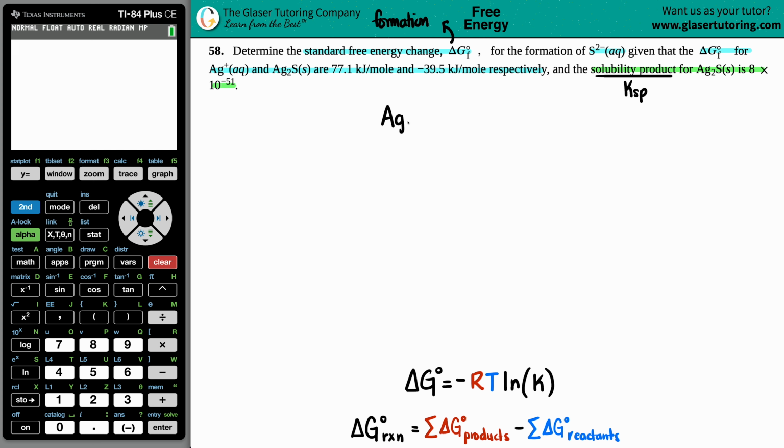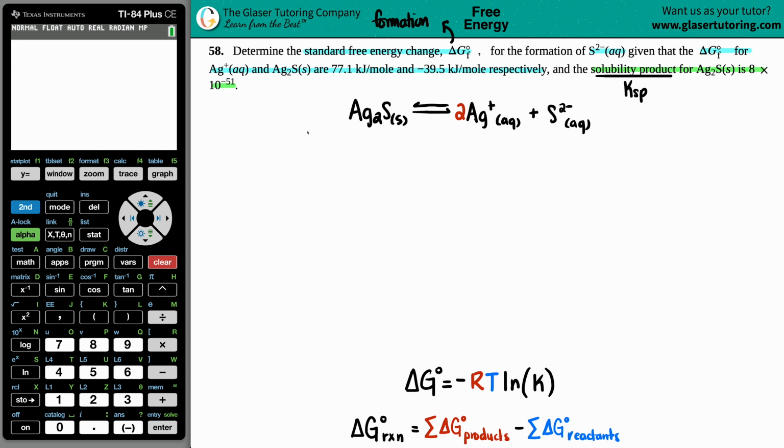Ag2S, and that's the solid. This will, if you want to put a double arrow to show that it's coming to equilibrium, because we're talking about K values, come to Ag plus, and that's aqueous, plus the S2 minus. And that's also aqueous. Let's just make sure that this equation is balanced. I do see that I have two Ags, so I have to put a 2 in front of here.